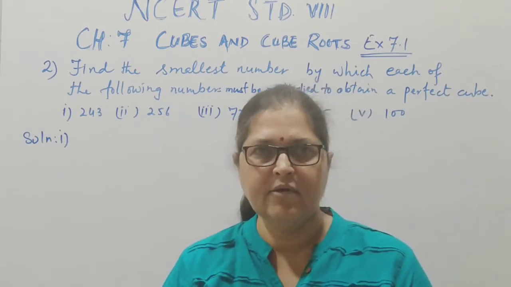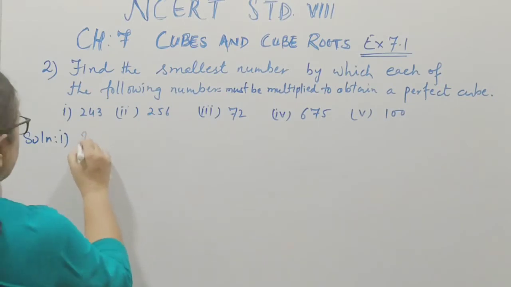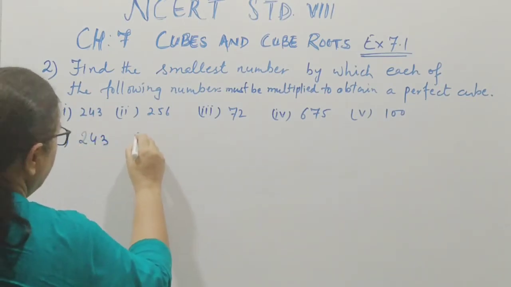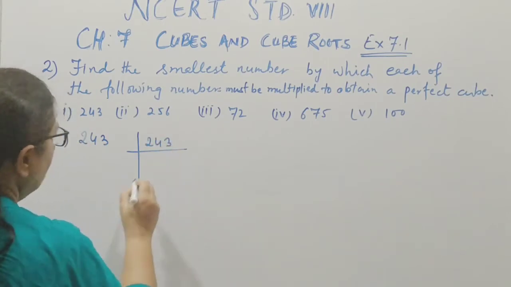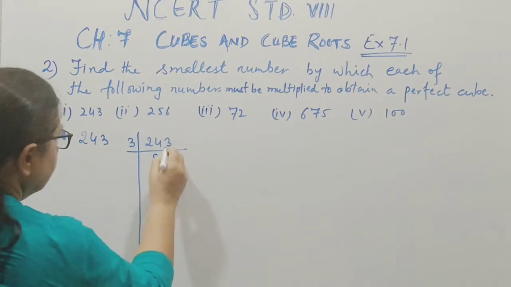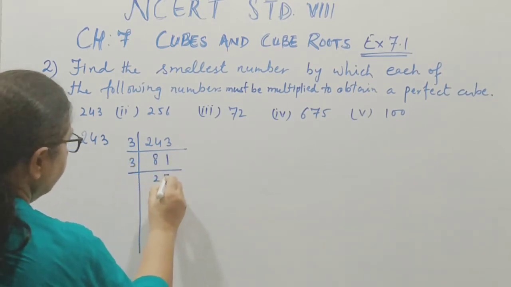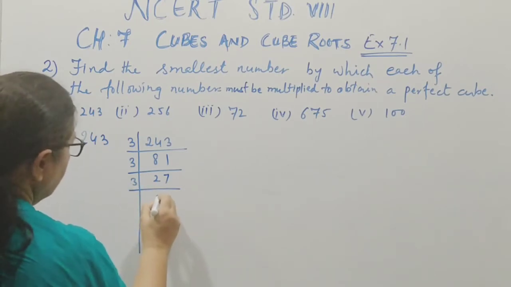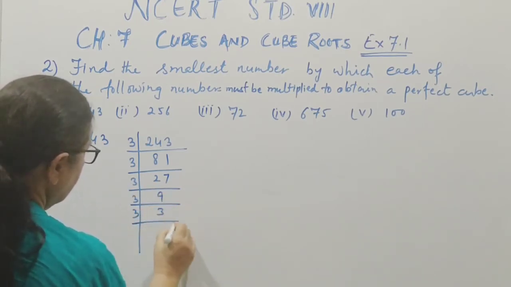So let us start with the first part. The number is 243. Let us factorize it. It's an odd number, so not divisible by 2. It is divisible by 3. Again by 3. Again by 3. Again by 3.